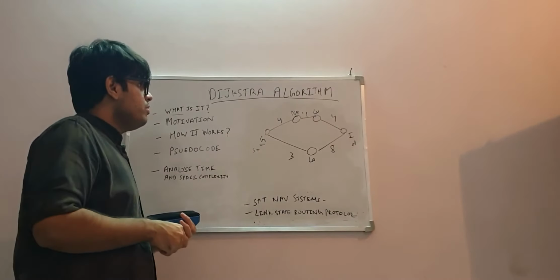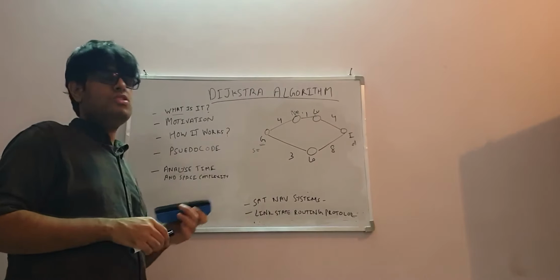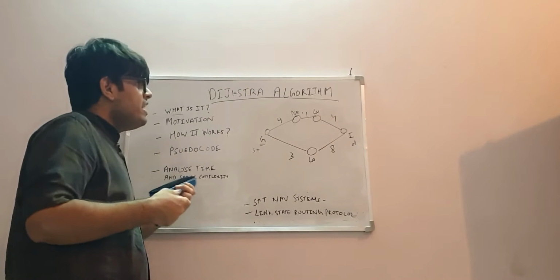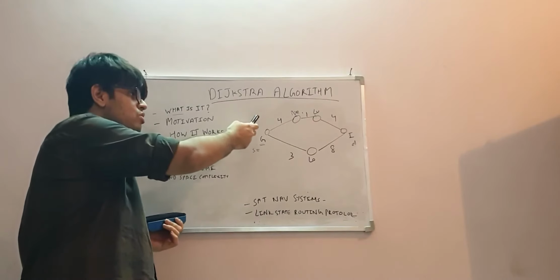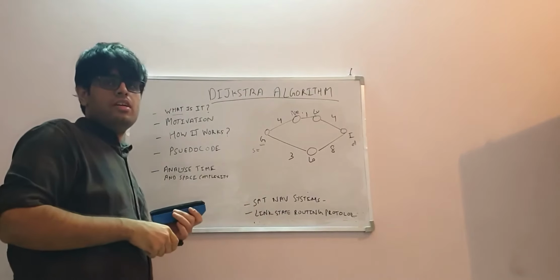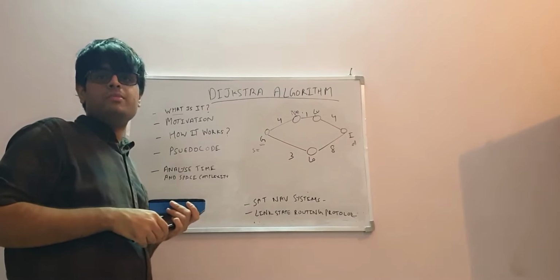Hi everyone, so today we are going to learn about one of the graph algorithms which is known as Dijkstra algorithm. So what exactly is Dijkstra algorithm? It is an algorithm to find the shortest path from one source node to all other nodes within the graph. It is also known as single source shortest path algorithm.